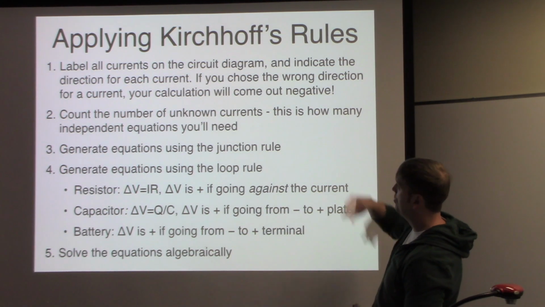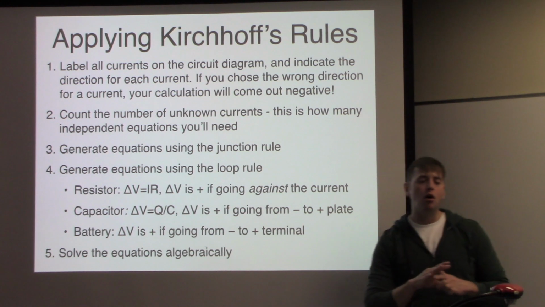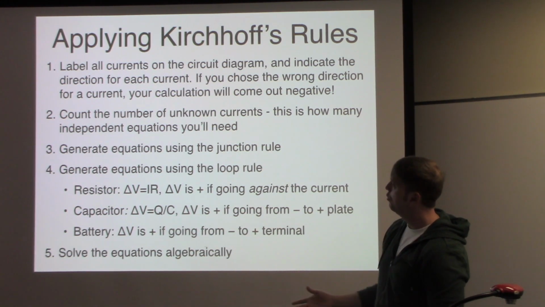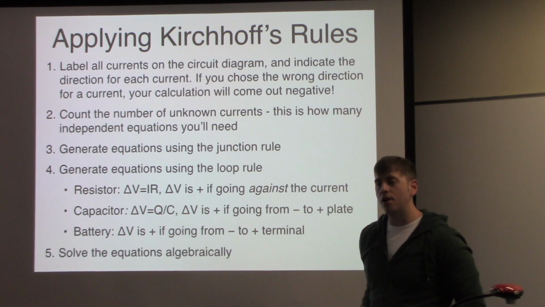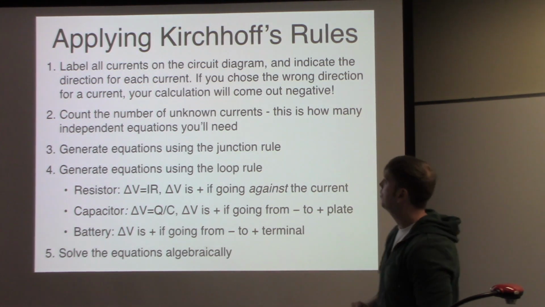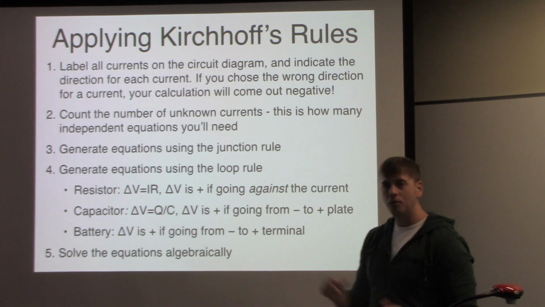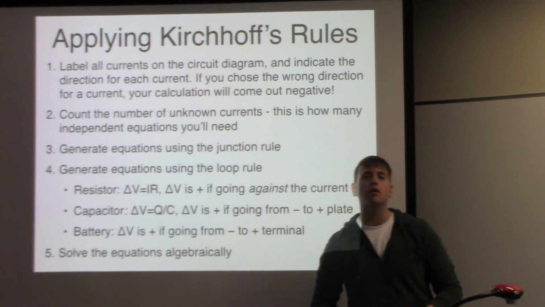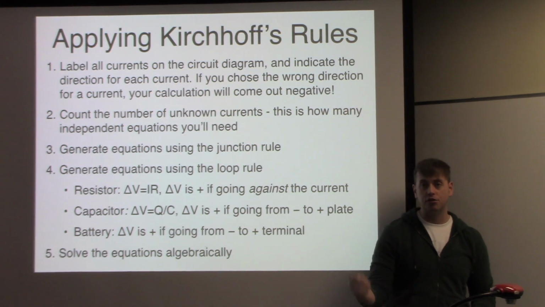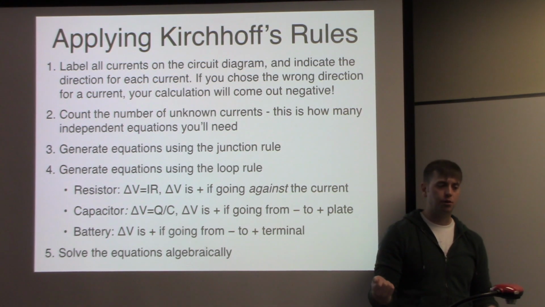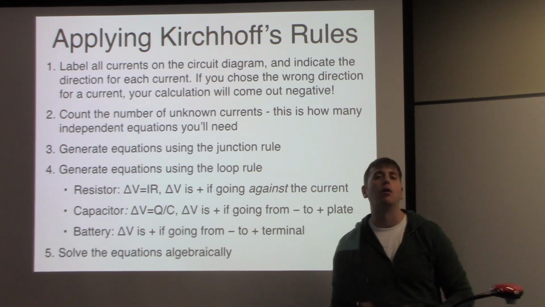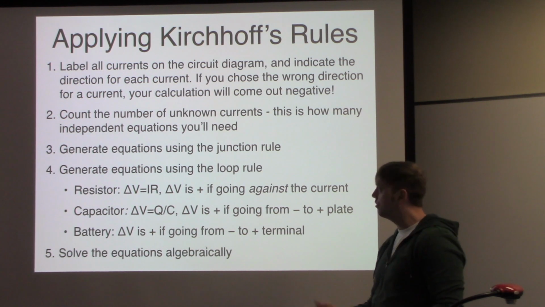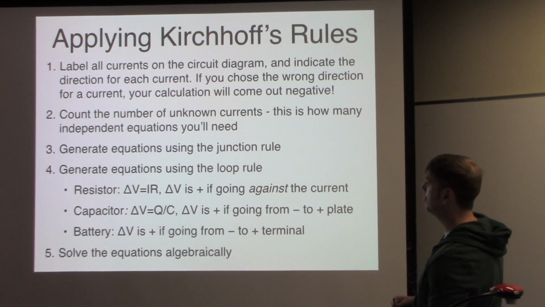Okay, so step 1 is complete. You've got your diagram. All of the different currents are labeled. You've got a direction for each one. And then step number 2 is this. Just look at the diagram, count how many independent currents you have. How many different currents there are to solve for is going to determine how many equations you need to generate to actually solve the system. This is like one big algebra problem where we have a bunch of different unknown variables. We need the number of equations to equal the number of unknown variables.